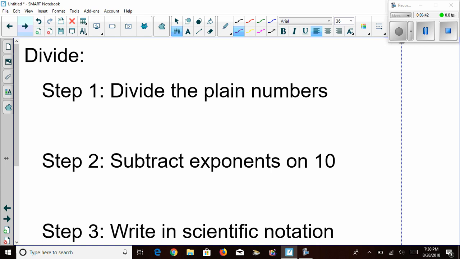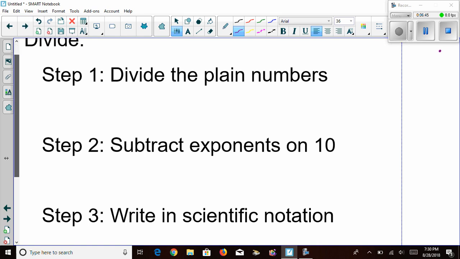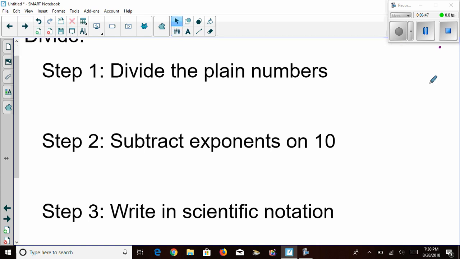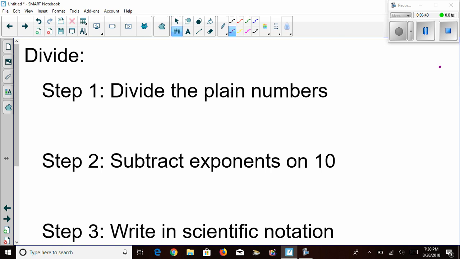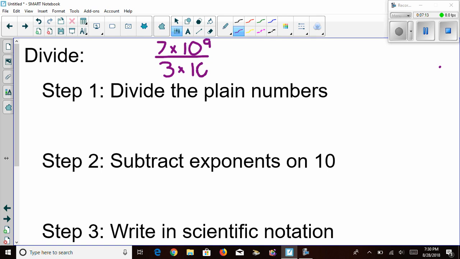Now let's look at division. So with division, I'm going to write in the problem we're going to use. We're going to say 7 times 10 to the 9th divided by 3 times 10 to the 3rd.